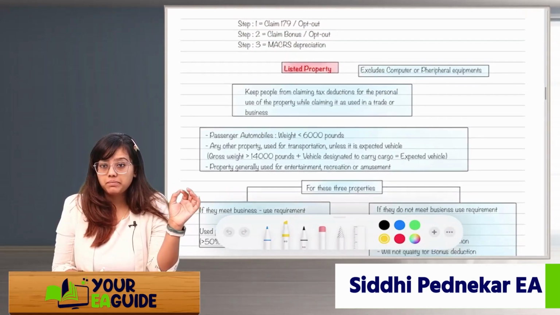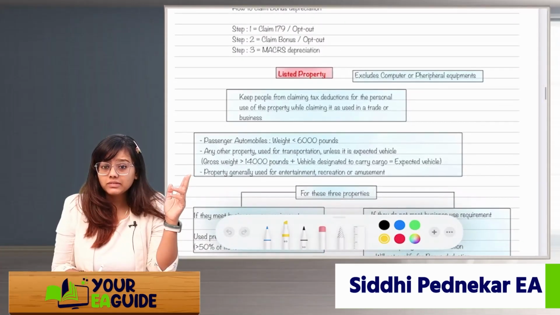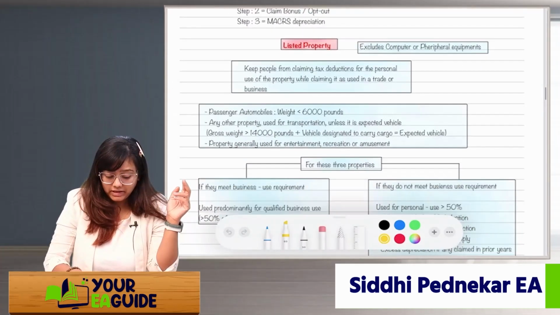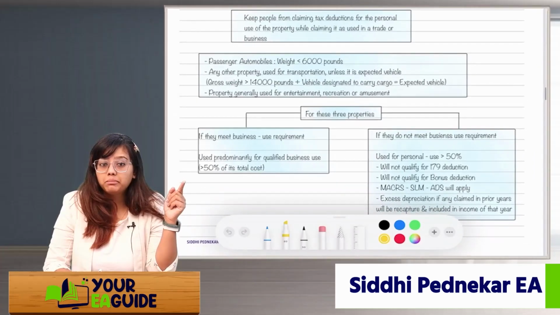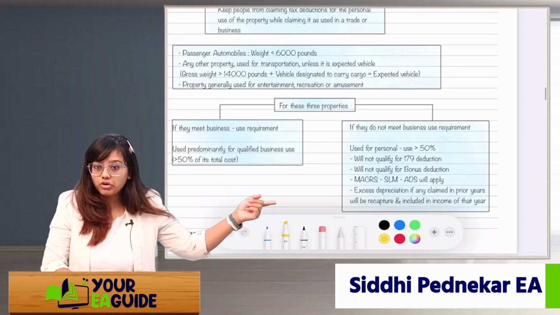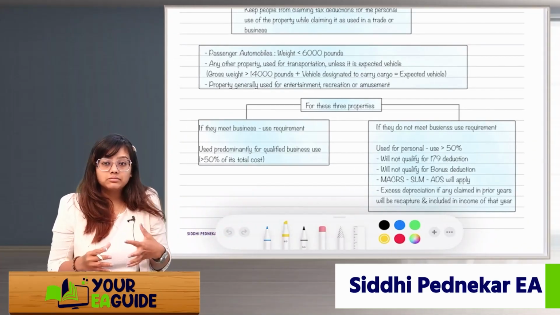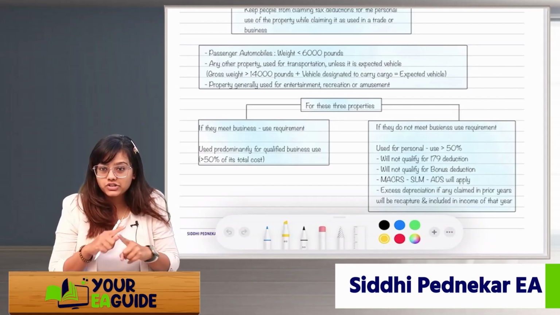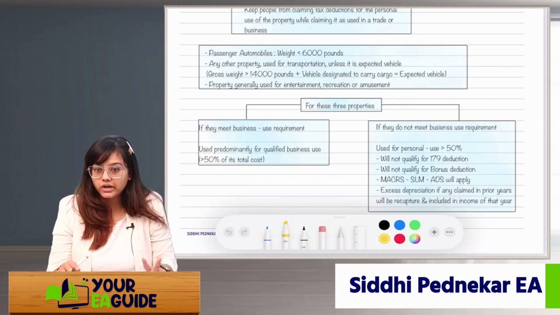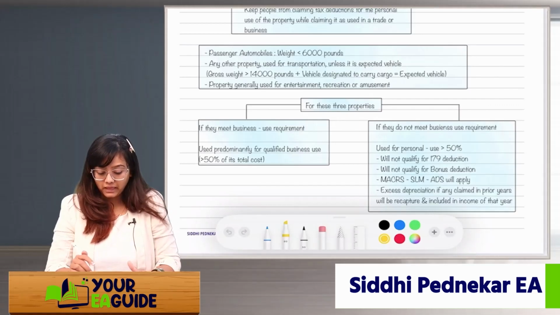If it's a listed property, if it falls under these three criteria, then in that case just see whether it's used for business or if it's used for personal. If it's used for personal, then you will have to consider that there will be no deduction for 179, no deduction for bonus. MACRS SLM ADS will only be applied.